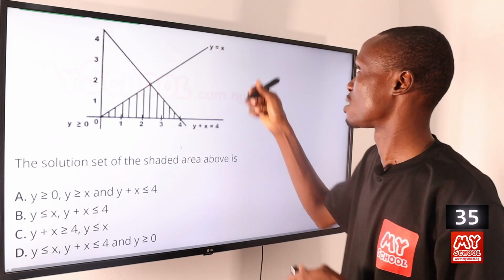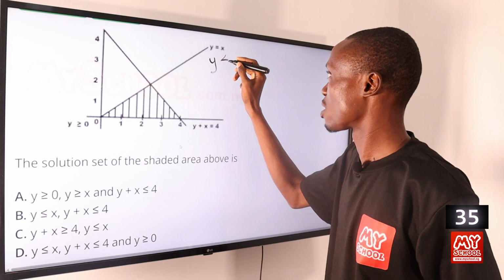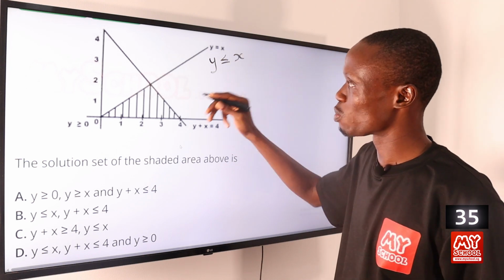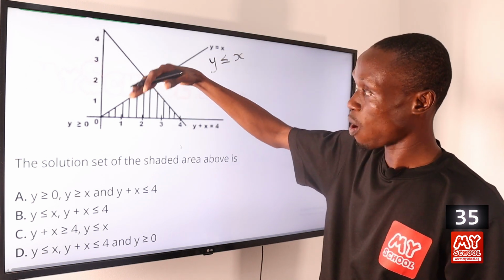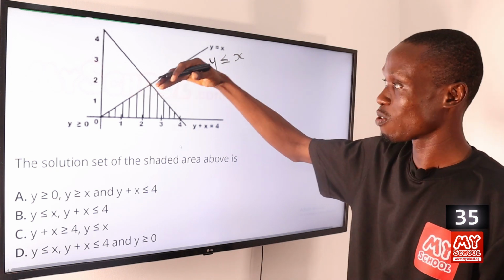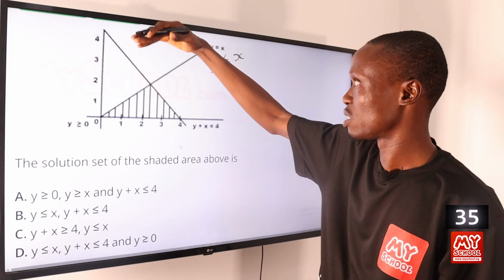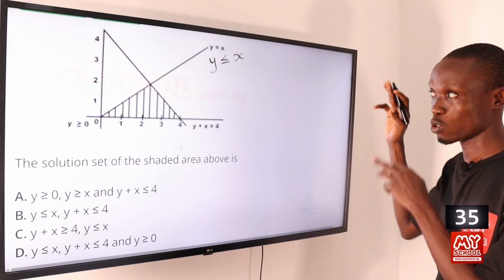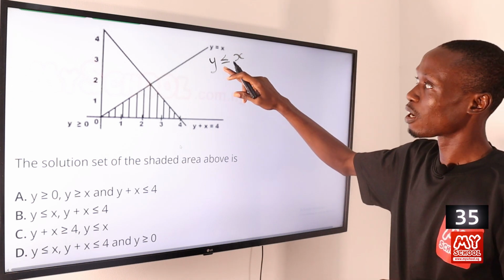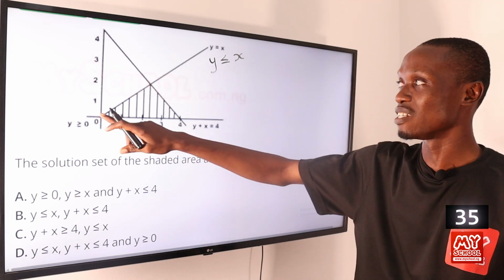Let's write it down. So y is less than or equal to x, and the reason is because it was the downward part of the line that is shaded. If it had been above the line that was shaded, then it would have been greater than or equal to. The reason why you have this equal to is because the line is thick.